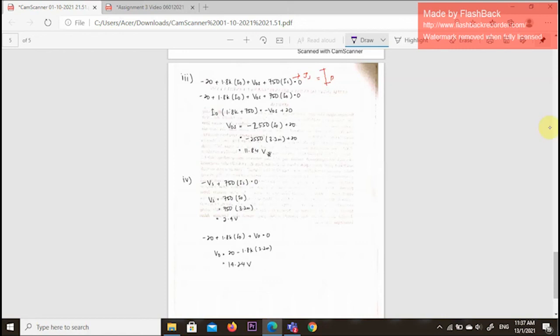There is also another method to check whether this value of VDS is correct or not. VDS is equal to VD minus VS. The value of VD we get is 14.24 minus 2.4, which is 11.84 volt. This value is the same as the value that we got for VDS just now, so it means the KVL loop that we used is correct.